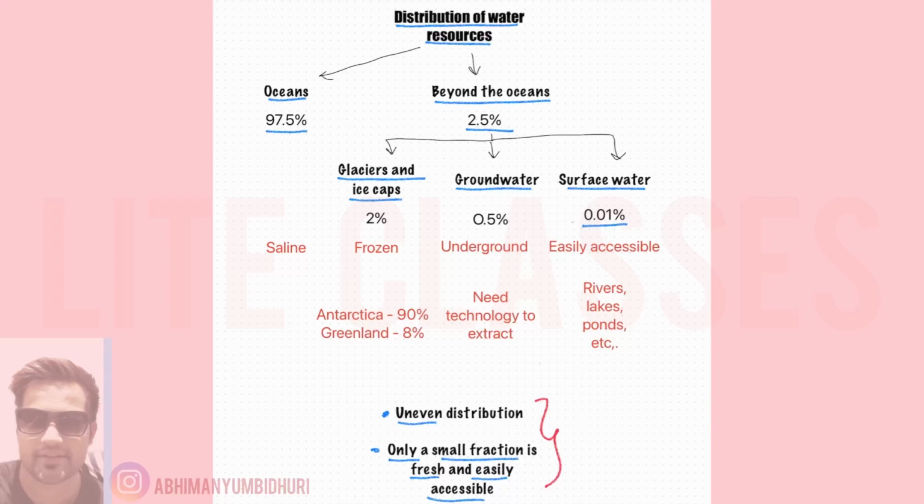In the previous video, we covered the distribution of water resources around the world. We learned that the distribution is uneven and only a fraction of it is fresh and easily accessible. We also learned about its geopolitical implications. Now let us come to the environmental implication of this distribution of water resources.